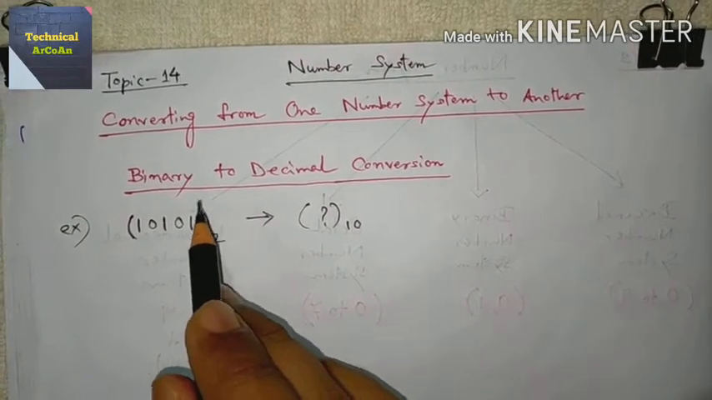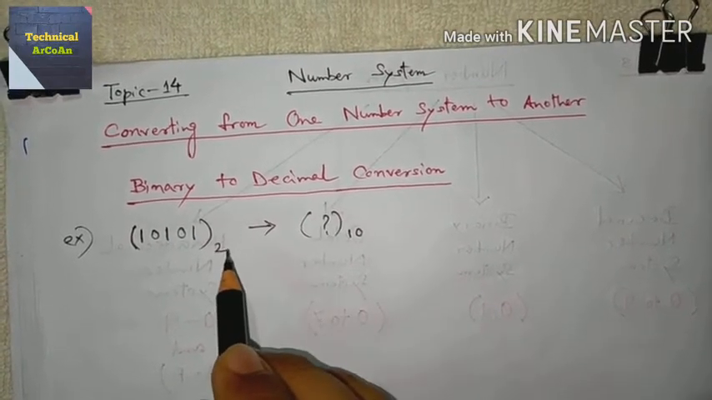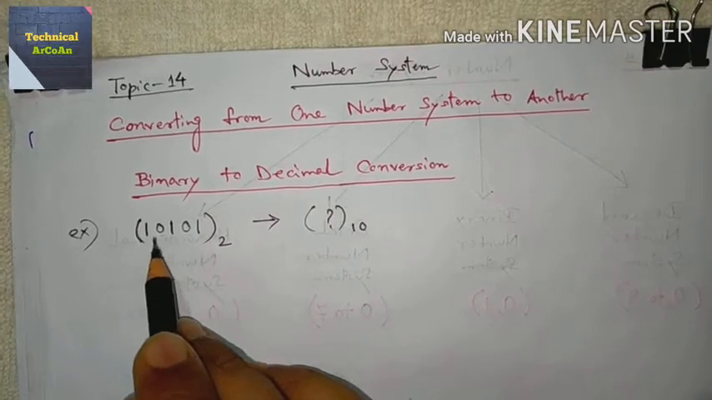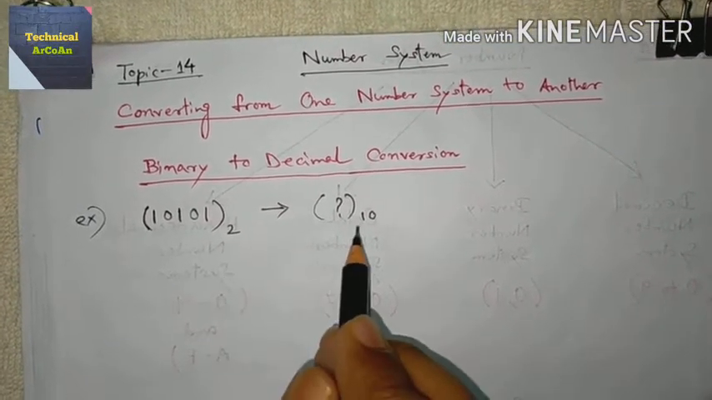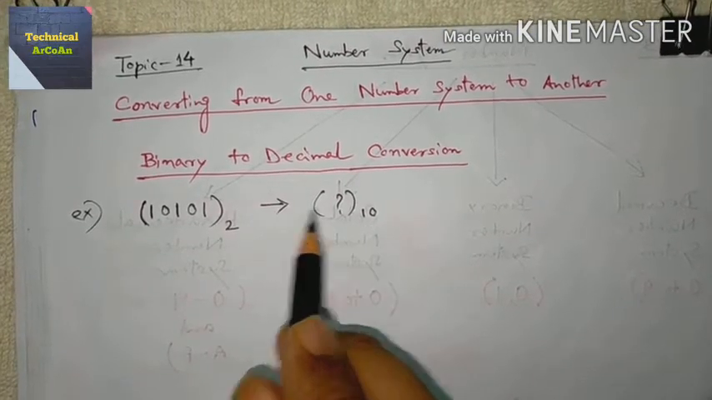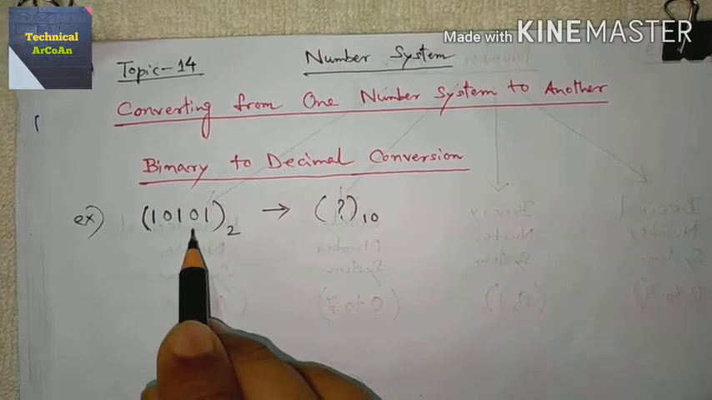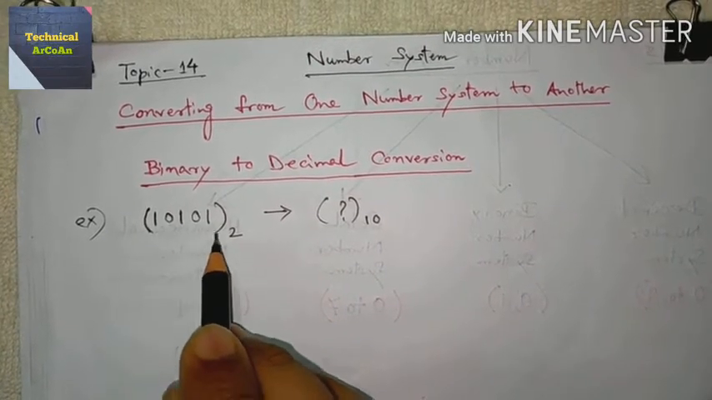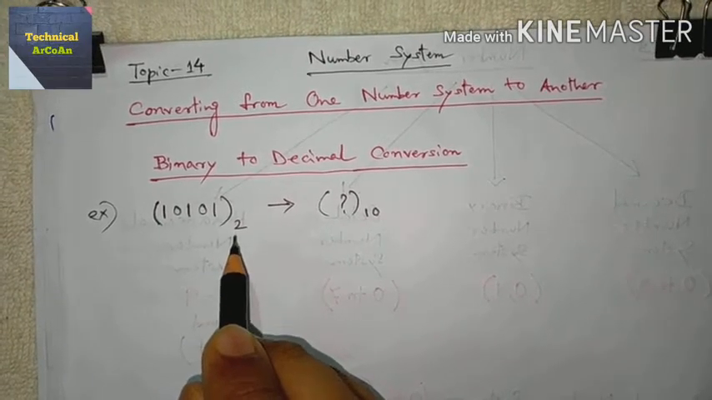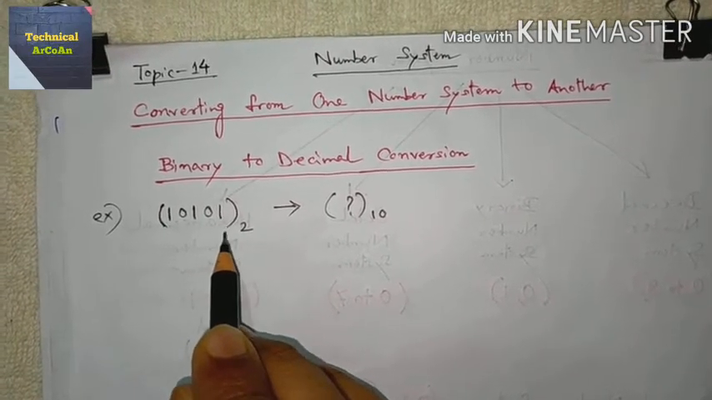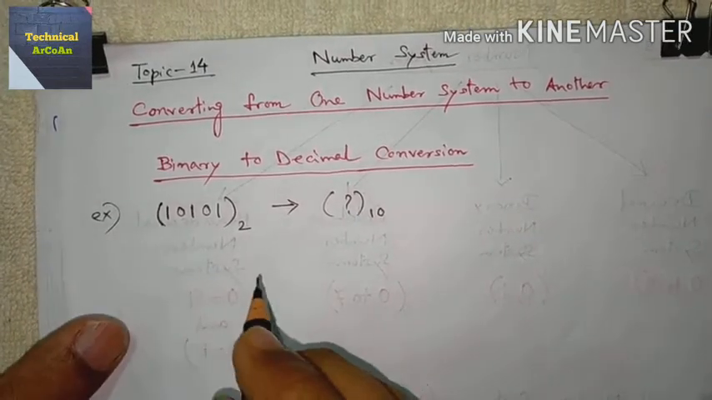Now we convert from binary to decimal. There is an example given, 10101, which is in binary, and we want to convert it into decimal. So what is the rule? The rule is that we multiply each and every digit of this binary number from right to left using increasing power, starting from 0.